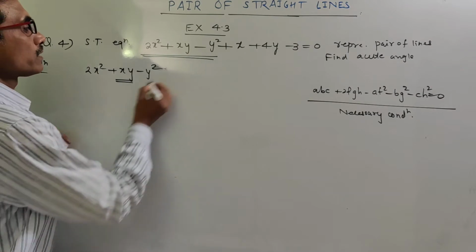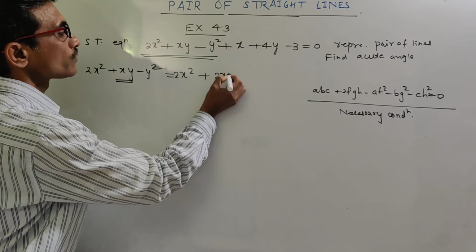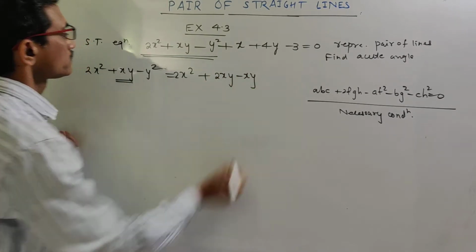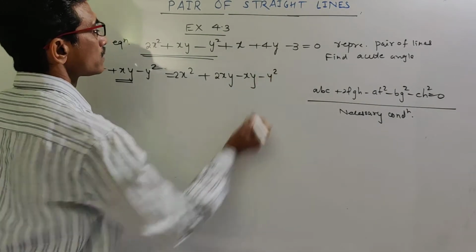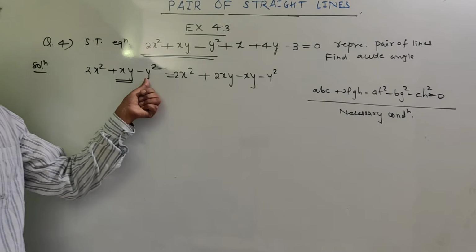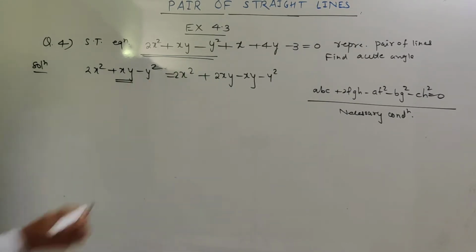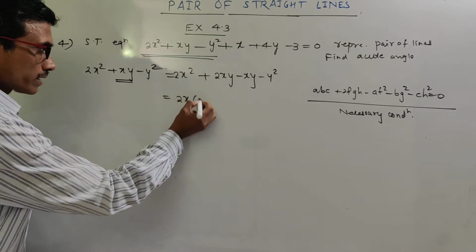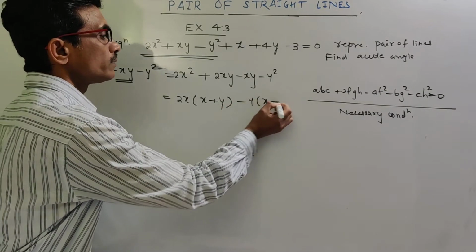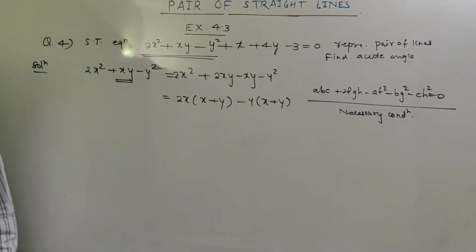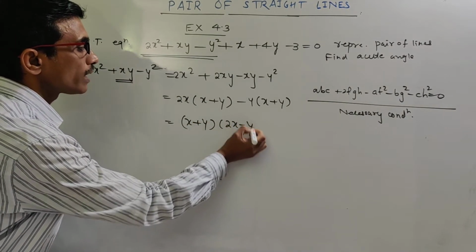We split the middle term, that is 2x square plus 2xy minus xy, then minus y square. So this middle term 2 is split into 2 minus 1, so that is 2x into x plus y, and here we take minus y common, so it will be x plus y, then it is x plus y into 2x minus y.